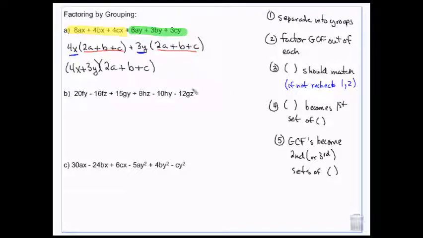2 groups? All right. So what I'm going to do is take all my y's and put those together. So I've got 20fy plus 15gy minus 10hy. And then I have my z's. So I have negative 16fz plus 8hz minus 12gz. FC, yeah, thank you. I knew that I did something wrong there.